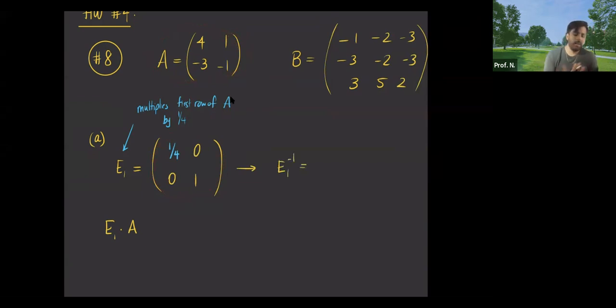Well, what's the inverse of multiplying by a fourth? What would be the inverse? Right. If you multiply something by a fourth, then the inverse will be multiplying by the reciprocal of a fourth, which is 4. So this should be 4. The first entry should be 4. 0, 0, 1. Done. That's E1. Quick.